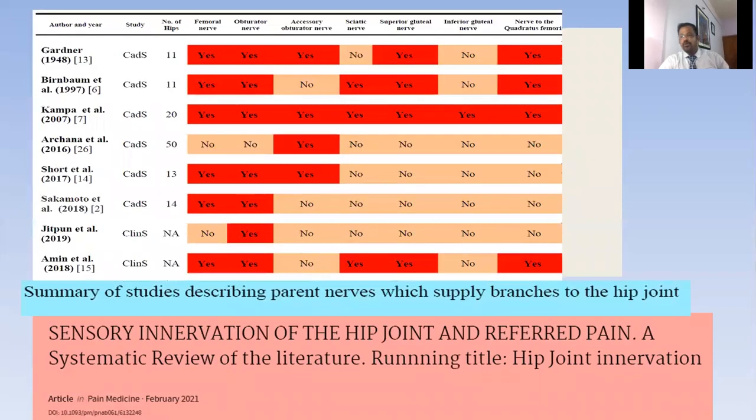This is a very good review article where they have reviewed almost all the studies which have done either a cadaveric or clinical study regarding the nerves supplying the hip joint, and the most major supply is from the femoral and the obturator nerve in most studies. In some 50% of studies, they found the accessory obturator nerve, and then the nerve to quadratus femoris, and then the superior gluteal. The contribution from the sciatic and inferior gluteal nerve is slightly less in most studies.